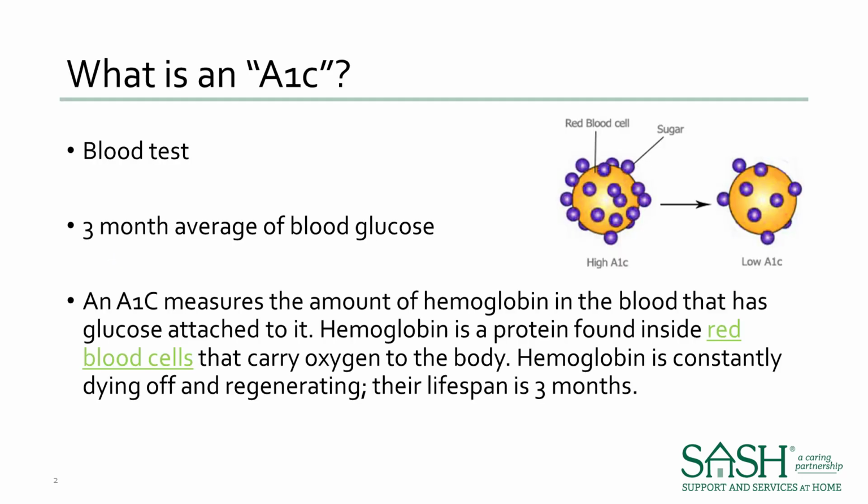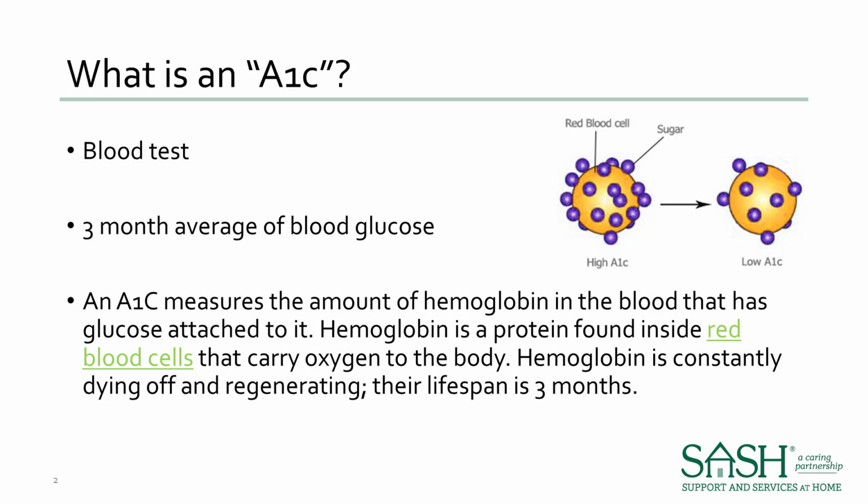So what is an A1c? An A1c is a blood test, and it shows a 3-month average of your blood glucose. The A1c actually measures the amount of hemoglobin in the blood that has glucose attached to it. Hemoglobin is a protein found inside the red blood cells that carries oxygen throughout the body. Hemoglobin is constantly dying off and regenerating, and the lifespan is 3 months.